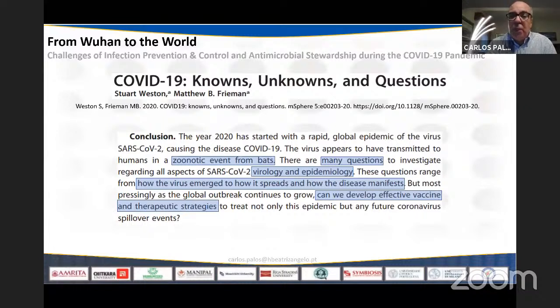So we don't know exactly how it started. We have doubts about epidemiology, and we have no effective vaccine yet. And therapeutic strategies are changing all the time. So now we know that remdesivir, which is an antiviral compound, is not as efficacious as it was thought before.